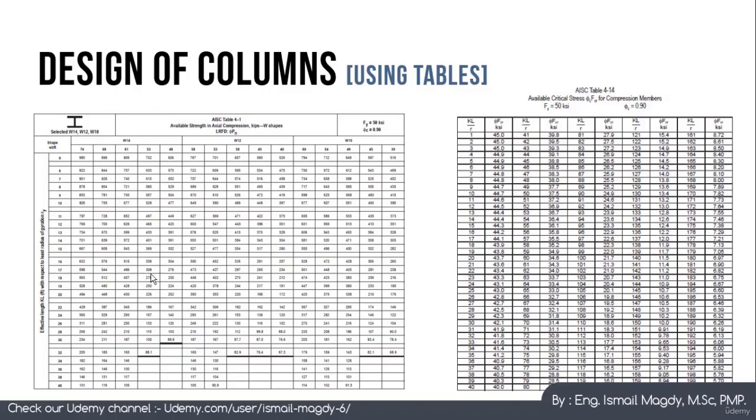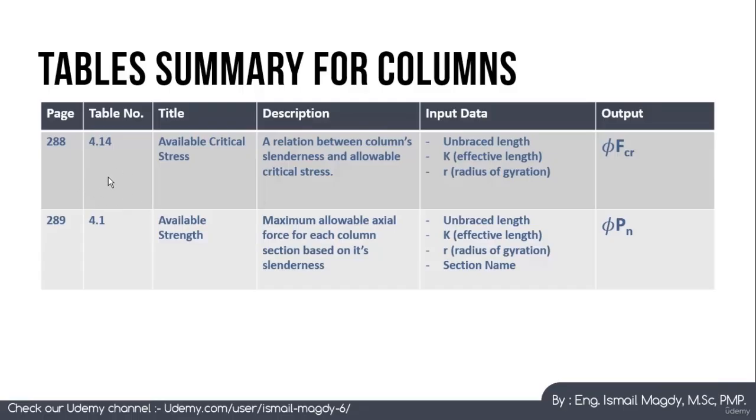So here you will get directly the load, which is the maximum safe load to apply on this section. This is of course considering that F yield equals 50 KSI and phi equals 0.9. So here we have those two tables, 4.14 and 4.1. This is for the available critical stress and this is for the available strength. This is the title of each table.